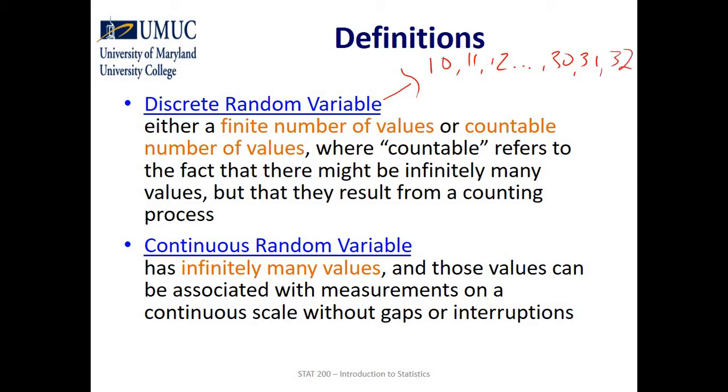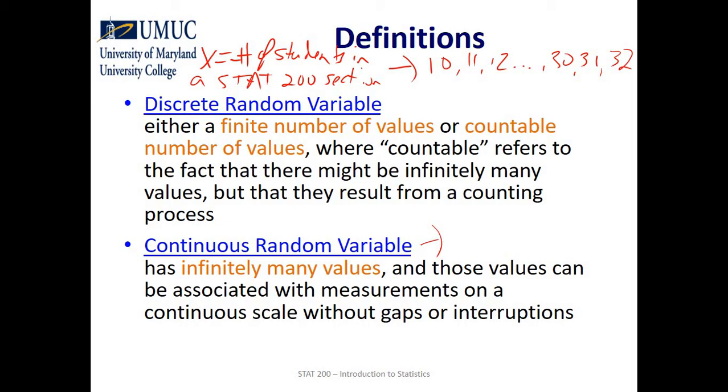Clean that up just a little bit. Now, the discrete random variable here, x equals number of students in a section of Stat 200. Okay, that is horribly written. But again, our discrete random variable, x equals number of students in a Stat 200 section, and it can be any of these values between 10 and 32.